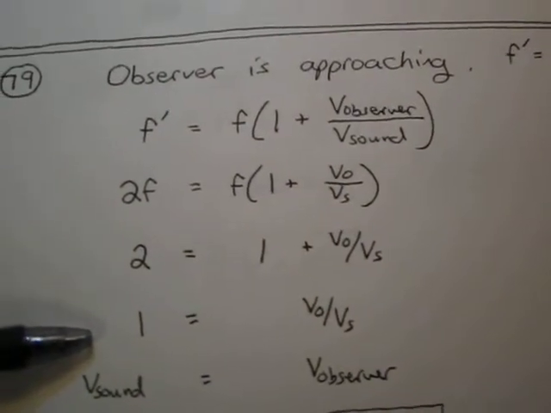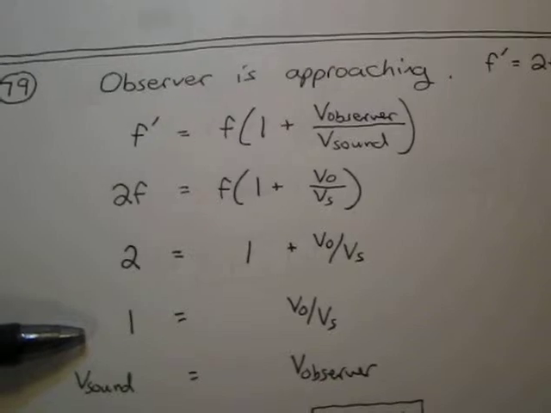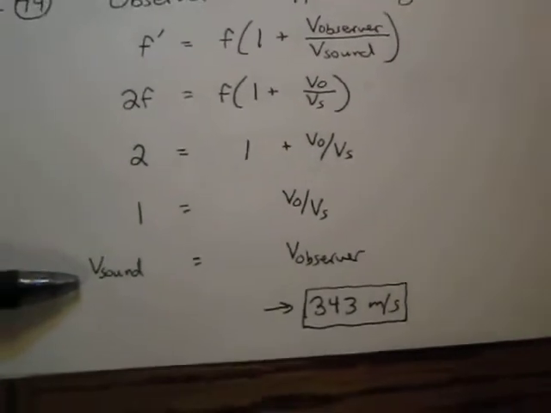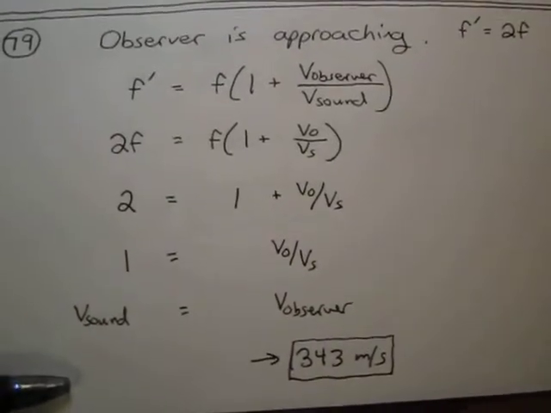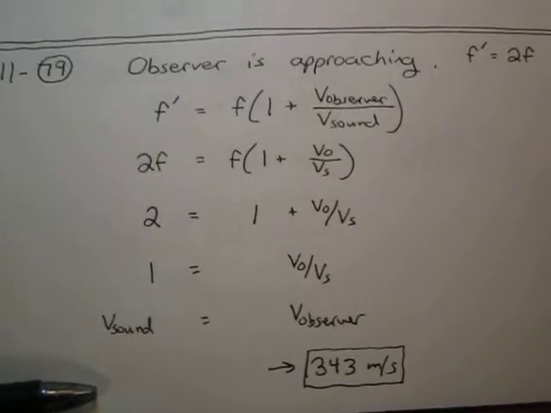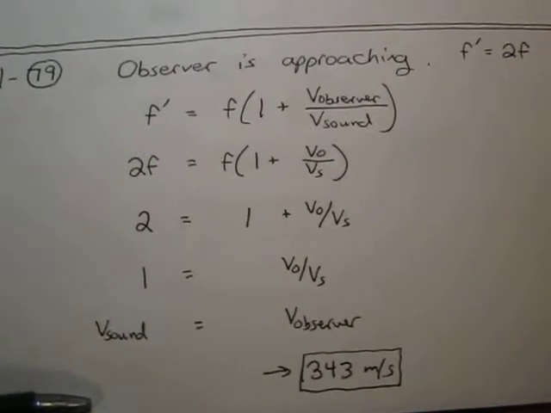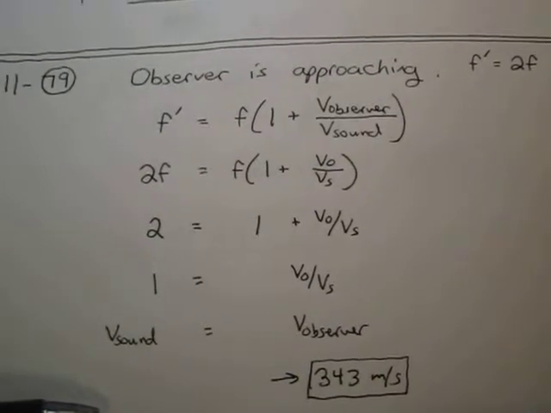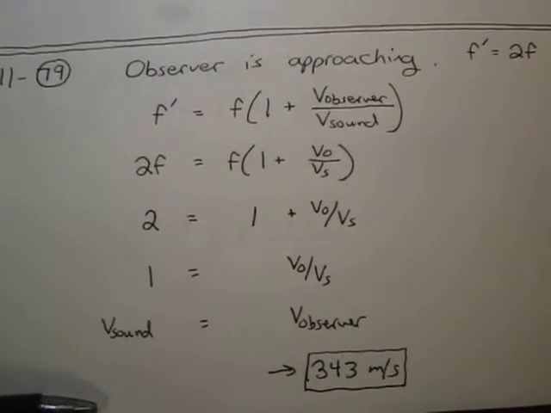So the ratio of speed of the observer over speed of sound is 1, meaning speed of the observer is equal to the speed of sound, and so we'll just take that to be 343 meters per second. In order to hear the frequency at twice its emitted frequency, you would have to be approaching the source at the speed of sound.